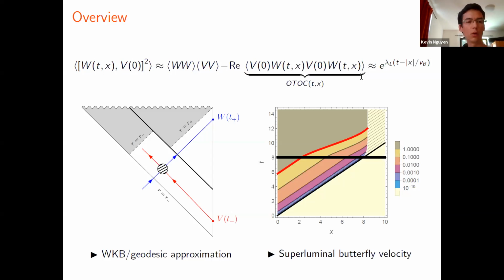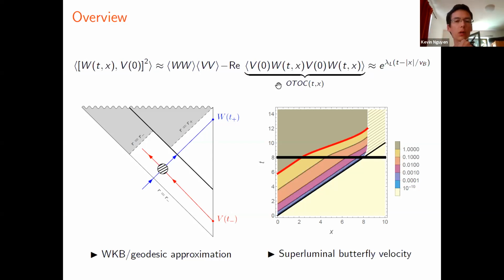And in a quantum chaotic system, we expect this commutator squared to grow exponentially with time. Since we know that two-point functions at finite temperature do not grow exponentially, but rather decay exponentially, this exponential growth can only come from the OTOC. So this is the quantity that we will be looking at.